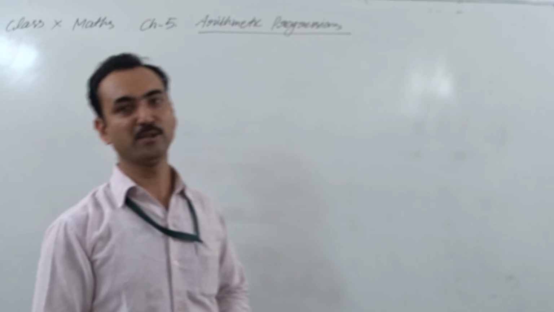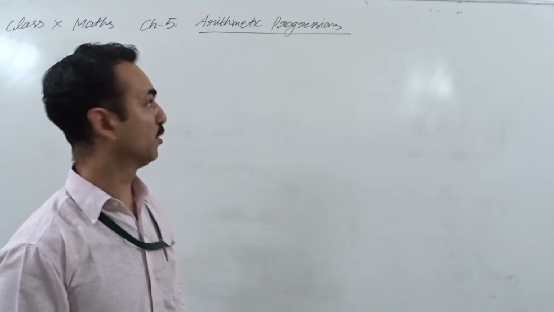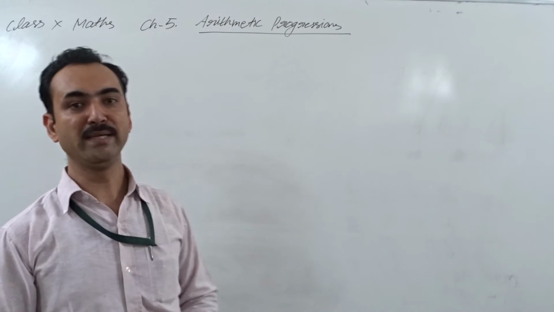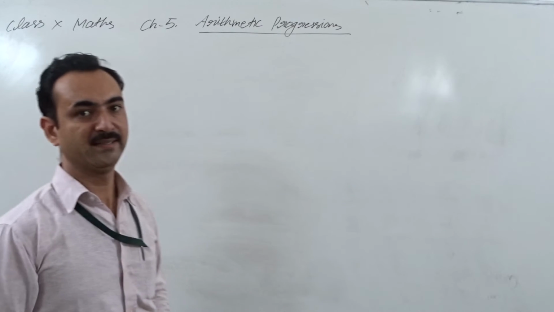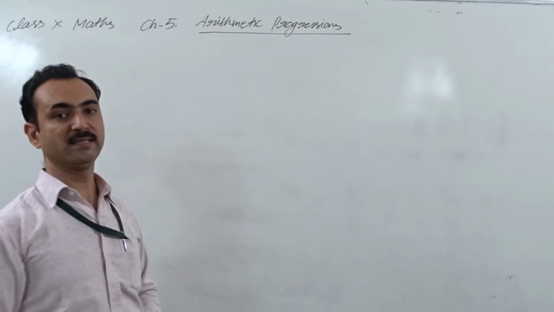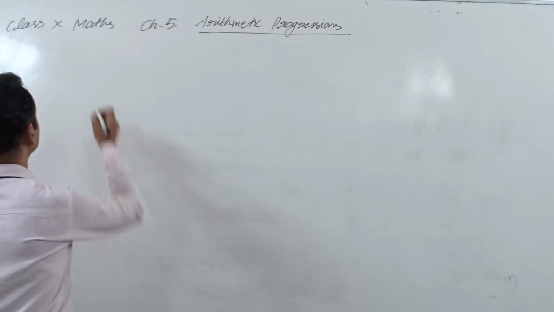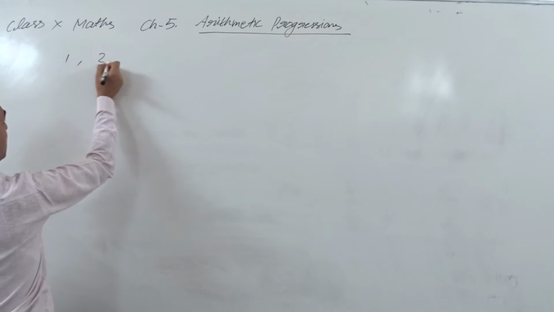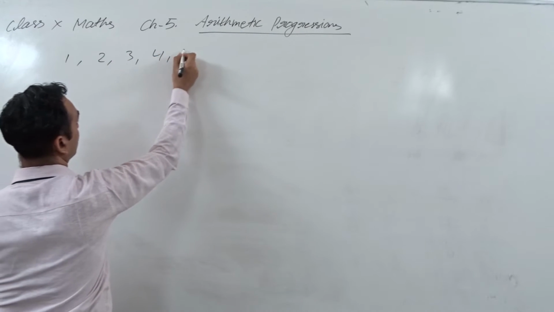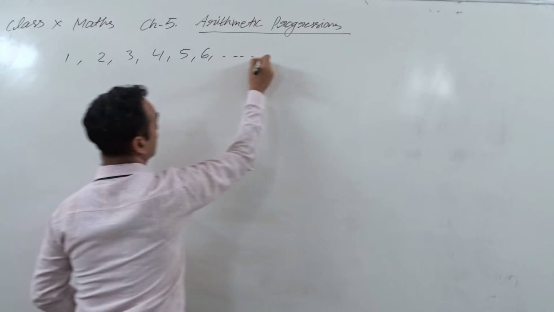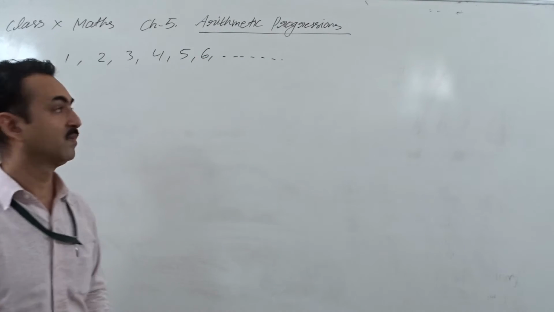Okay, good morning students. So today we are learning about chapter number 5, arithmetic progression of class 10. First of all, we have to understand what is the meaning of arithmetic progression. So let's see here. Suppose these are numbers 1, 2, 3, 4, 5, 6, continuing to infinity.